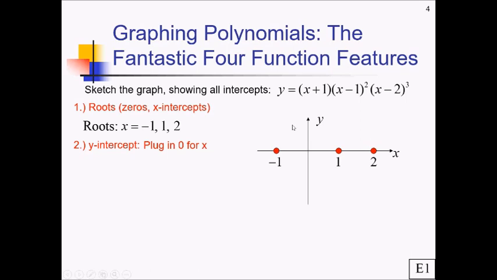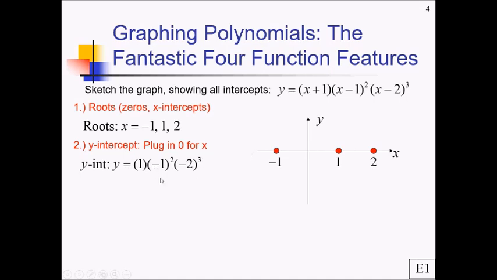Because if you plug in 0 for x, you're on the y-axis. On the y-axis, the x value is 0. So if we do that, this x plus 1 is basically just 0 plus 1, or just a 1. This x minus 1 squared can basically be thought of as -1 squared. And this x minus 2 cubed is really just -2 cubed if you have 0 for x.